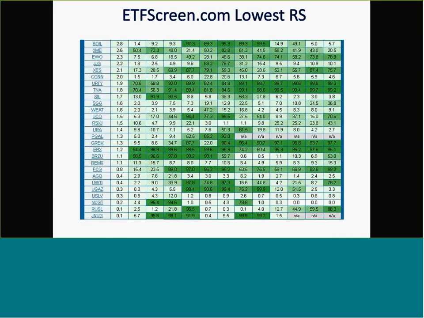So here's a snapshot of the lowest relative strength, and what I did is I just went to the bottom of the screen, and you can see these relative strengths are pretty low, 2.8, 2.6, all the way down to 0.1. And you can see that these are almost white, and so the color coding also helps too. So you want to look for the green and the dark green.